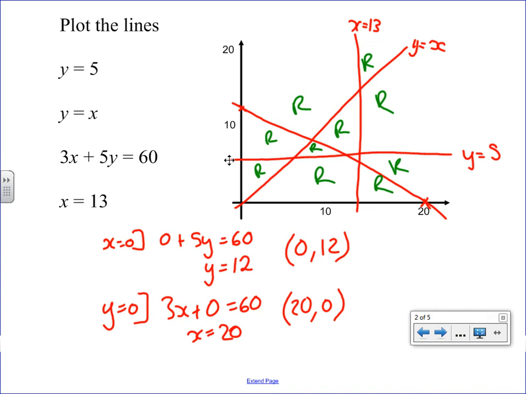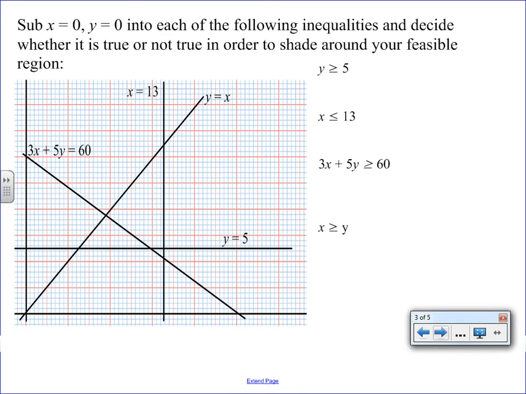So when you see your inequalities, and these are the inequalities that are going to give us the region, what you do first of all is pretend they say equals: y equals 5, x equals 13, 3x plus 5y equals 60, and you draw them as lines. Then you think about the inequality. So this is the strategy we're going to use for working out which side we want. We're going to sub x is 0 and y is 0 into each of the inequalities and then see whether or not it's true. So if you take that first one, sub y is 0 into that inequality.